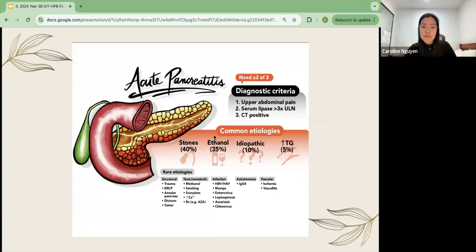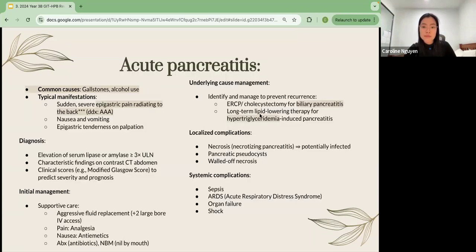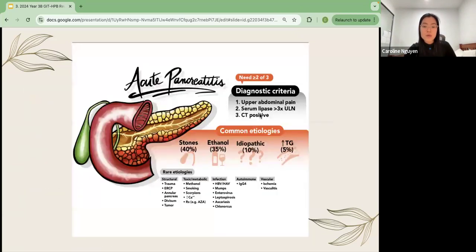So here we have the criteria that we talked about, and they do need to do a CT scan as well with contrast.